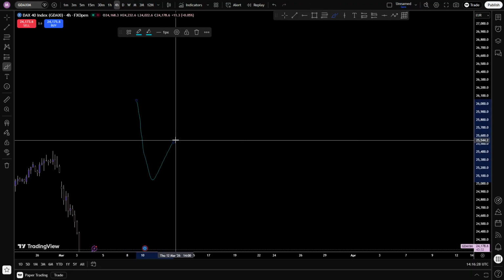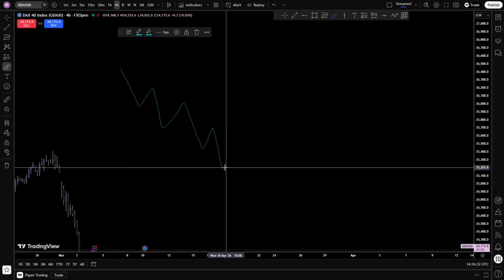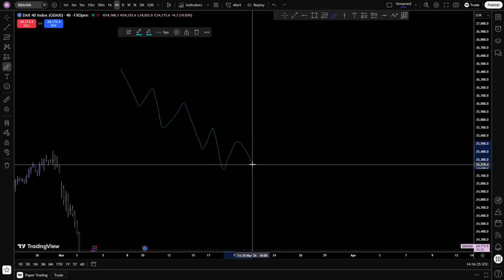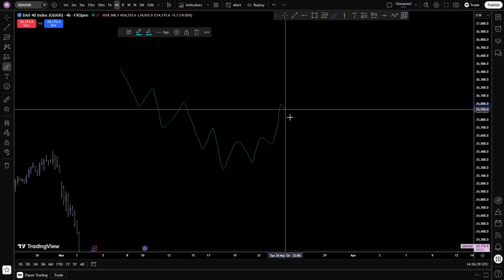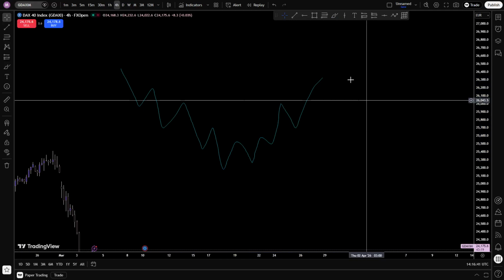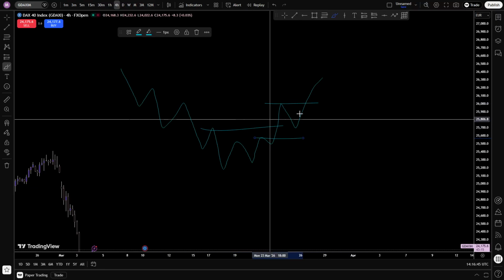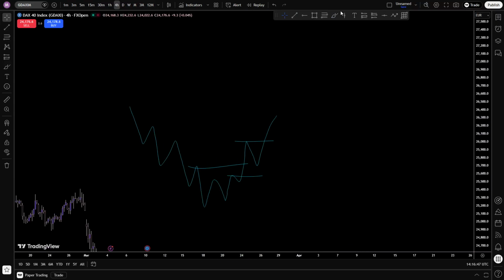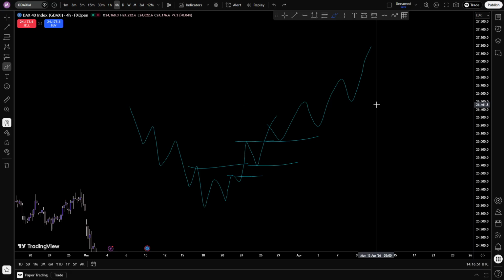So let's say we're in a downtrend. Let's create some lower lows. And here, the market decides to do this. The break of structure would be here, or here, or here. And then the market would be in an uptrend now all of a sudden. So you get the point.